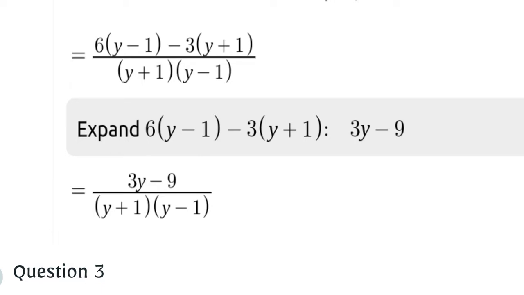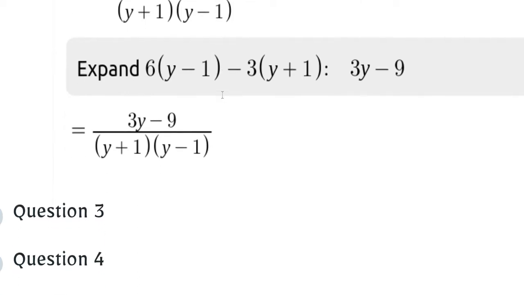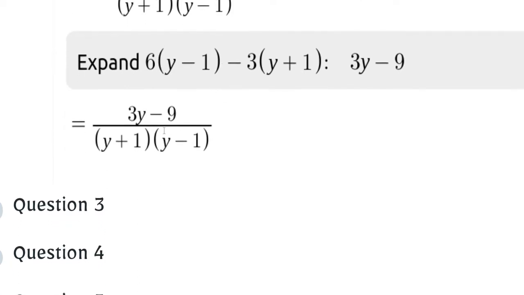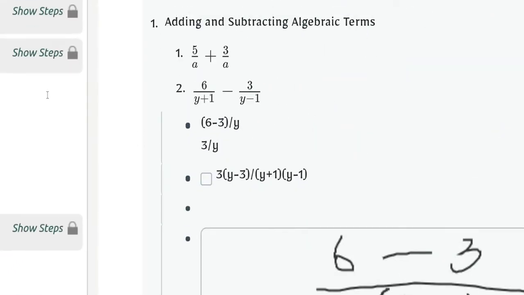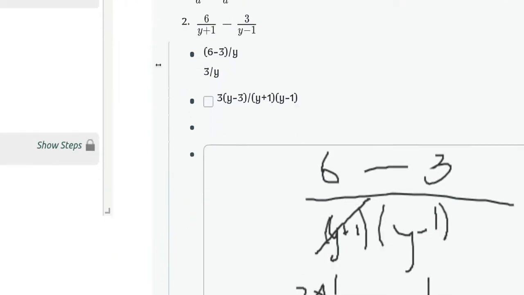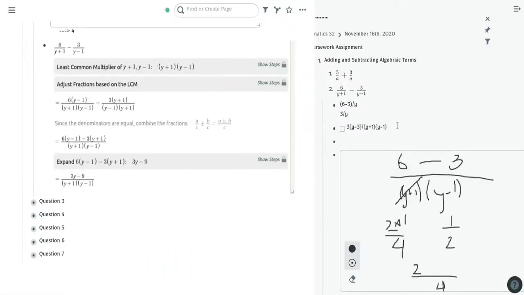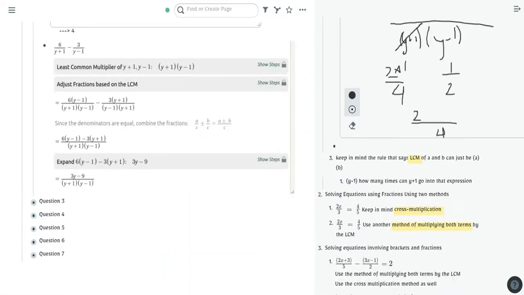But listen now. Let's finish the question. Now we have just the numerator 3y minus 9. We put it back over the original denominator, and that's our answer. Right? All right. So that was well attempted by you guys. I really like the participation. Let's go to question 3.